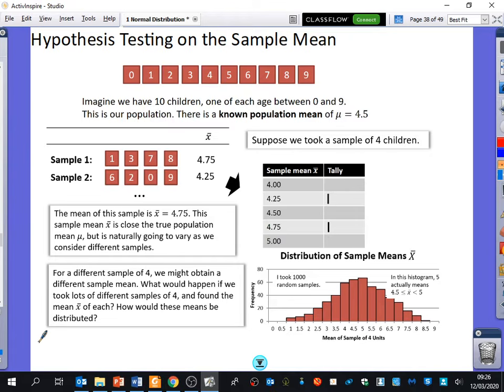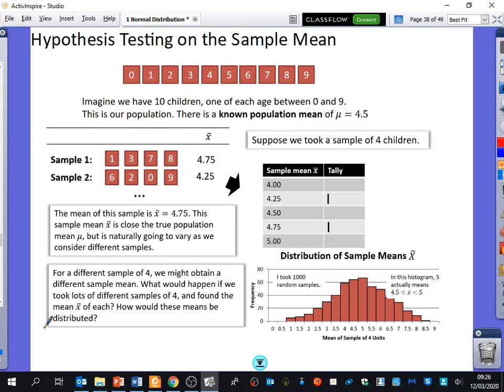And what we were doing in this table over here is starting to tally the kinds of sample means that would turn up if I took these 4 random people from the overall population, to try and think what would happen. So I've said, what would happen if we took lots and lots of different samples of 4 and found the mean of each? How would these means be distributed?